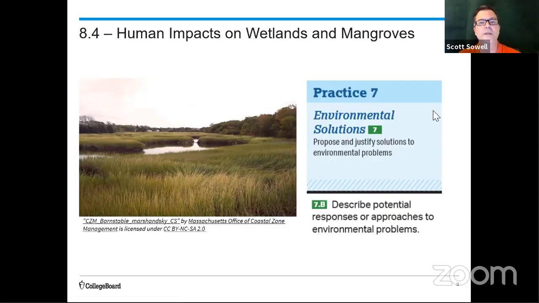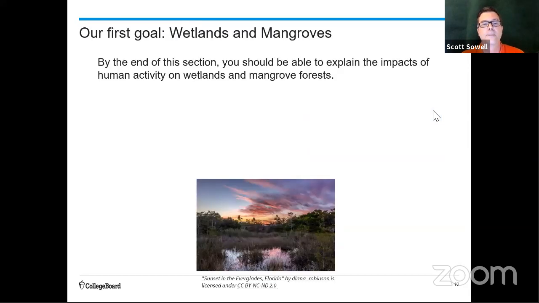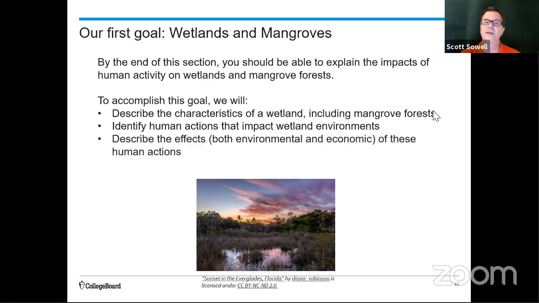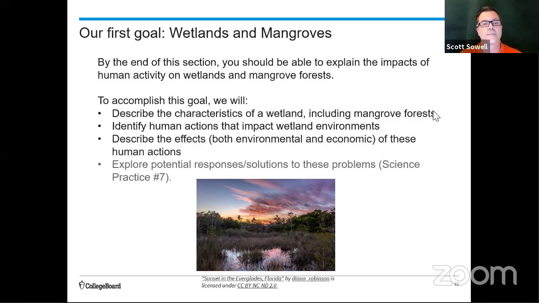This is 8.4, human impacts on wetlands and mangroves. Through this, we are again going to look at practice number 7, and specifically 7B, describe potential responses or approaches. In order to get through this first section on wetlands and mangroves, you should be able to explain the impacts of human activity on those 2 wetlands. To get there, we're going to describe what a wetland is. If we're going to talk about wetlands, we need to define wetlands, including mangrove forests. We're going to identify some human actions that affect those ecosystems. Then we'll look at the effects, both economic and environmental, of those actions. And then finally, we'll look at some solutions.